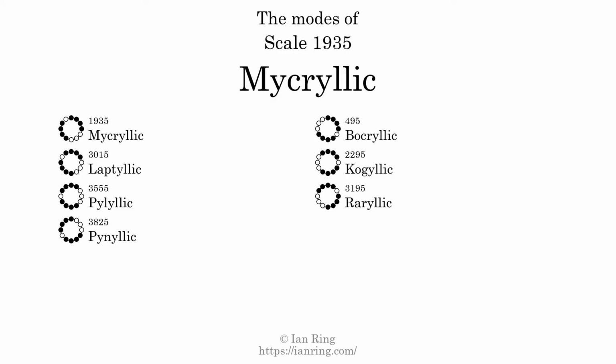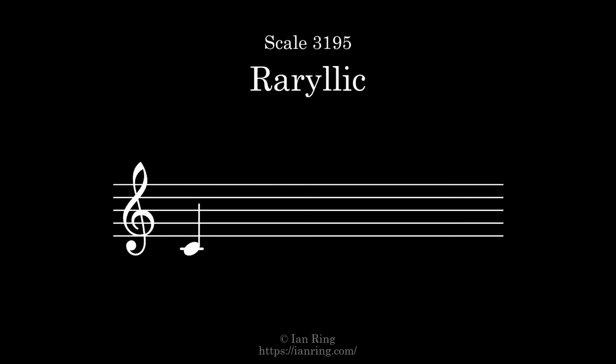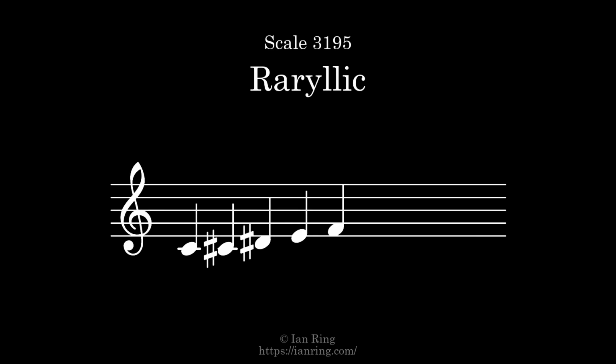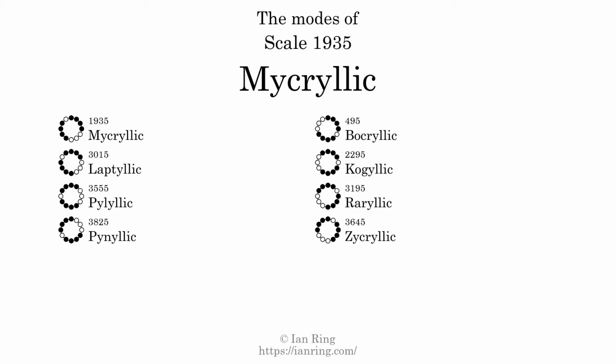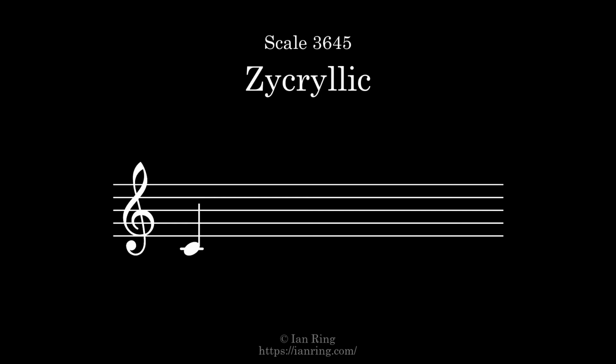The seventh mode is scale 3195, also known as Ryrillic. It sounds like this. The eighth and last mode is scale 3645, also known as Mycryllic. It sounds like this.